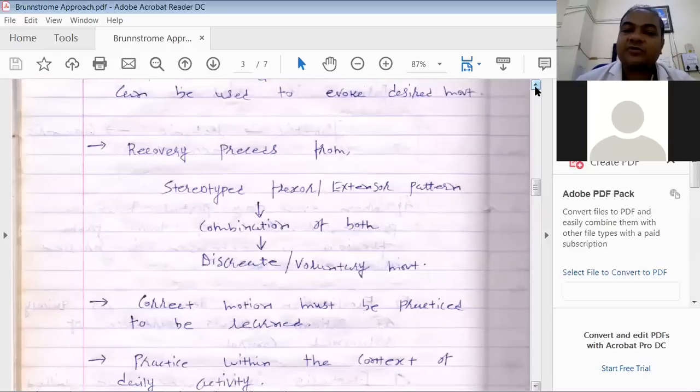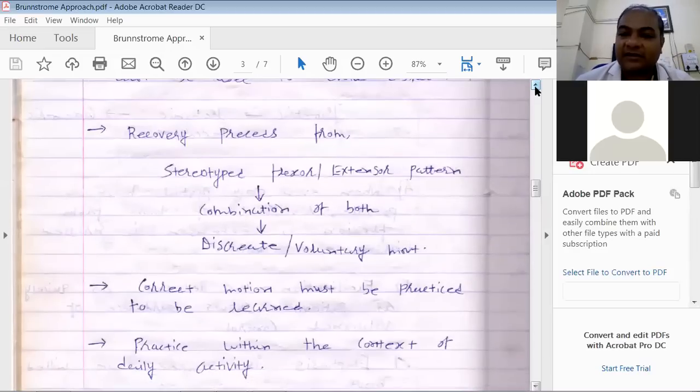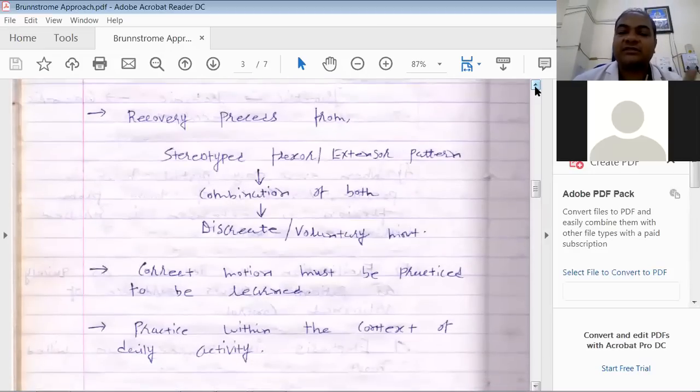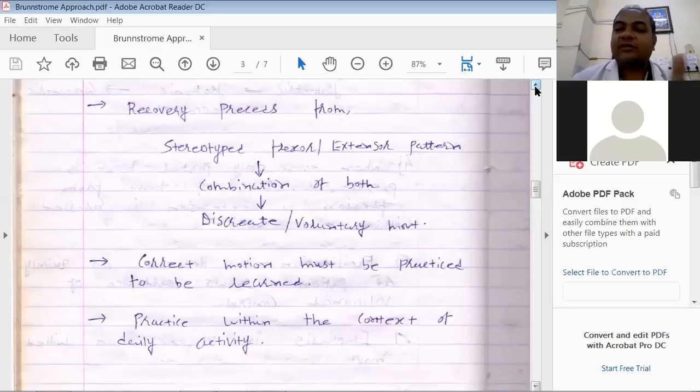Recovery progresses from stereotyped flexor-extensor patterns. Recovery always progresses by using all these facilitation techniques, with stereotyped flexor or extensor patterns, or it may be a combination of both patterns. And then later on the patient develops the voluntary movements. For that you must know what a flexor pattern is and what an extensor pattern is.